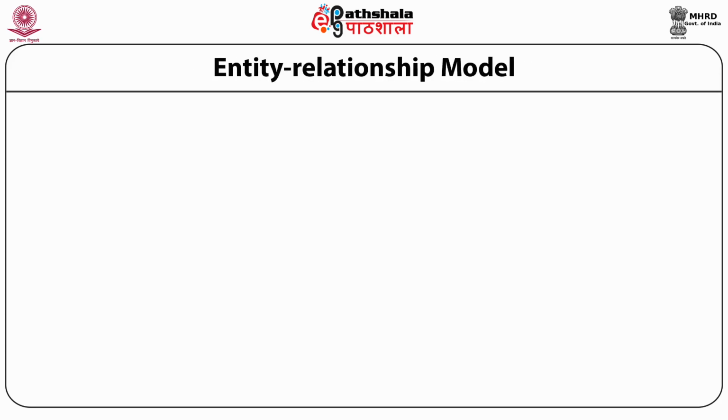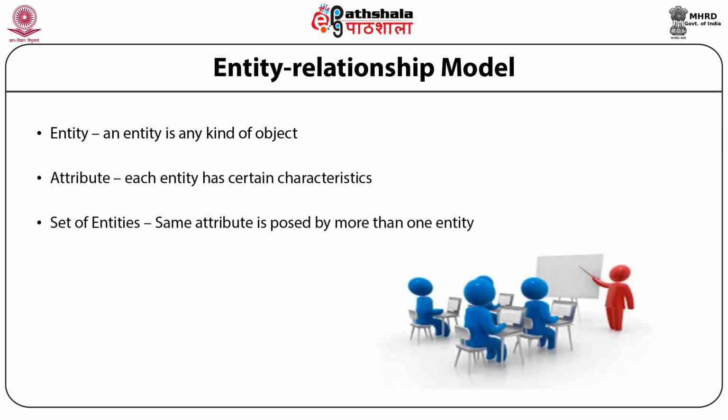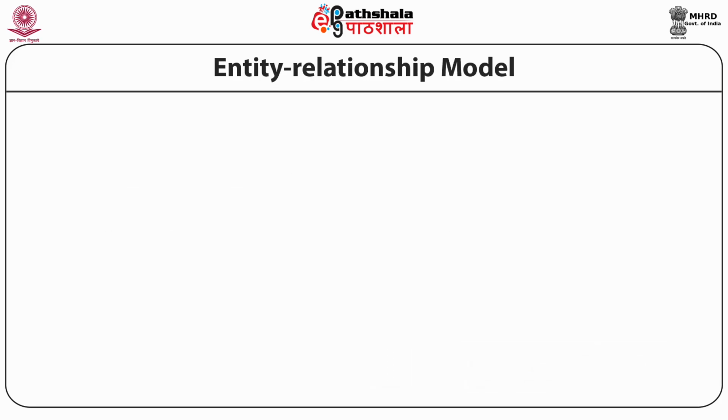Entity relationship model. In the entity relationship model, any object is considered as an entity, and each entity has certain characteristics which are known as attributes. The same kind of attribute is often possessed by many entities, so we call this group a set of entities. Let us see different kinds of attributes used in the entity relationship model.